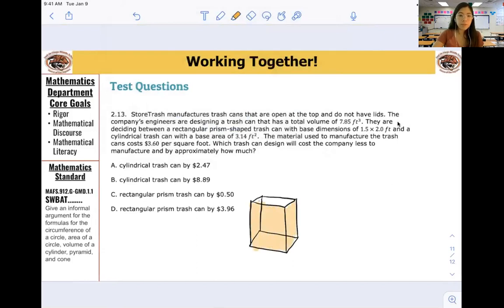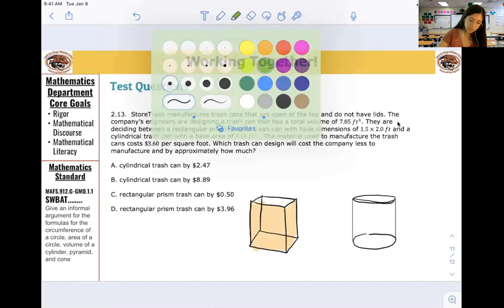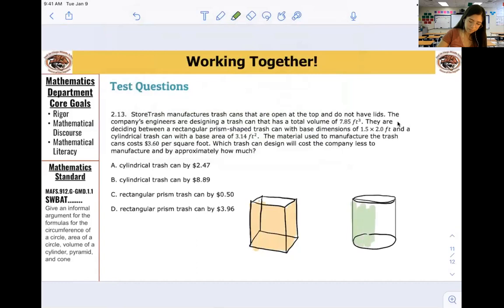And the other one would be cylindrical. Same thing, it's open at the top. So only the sides, and of course the bottom as well. Okay. Then they give us a lot of information. They say that the volume for both of these, the volume is 7.85.